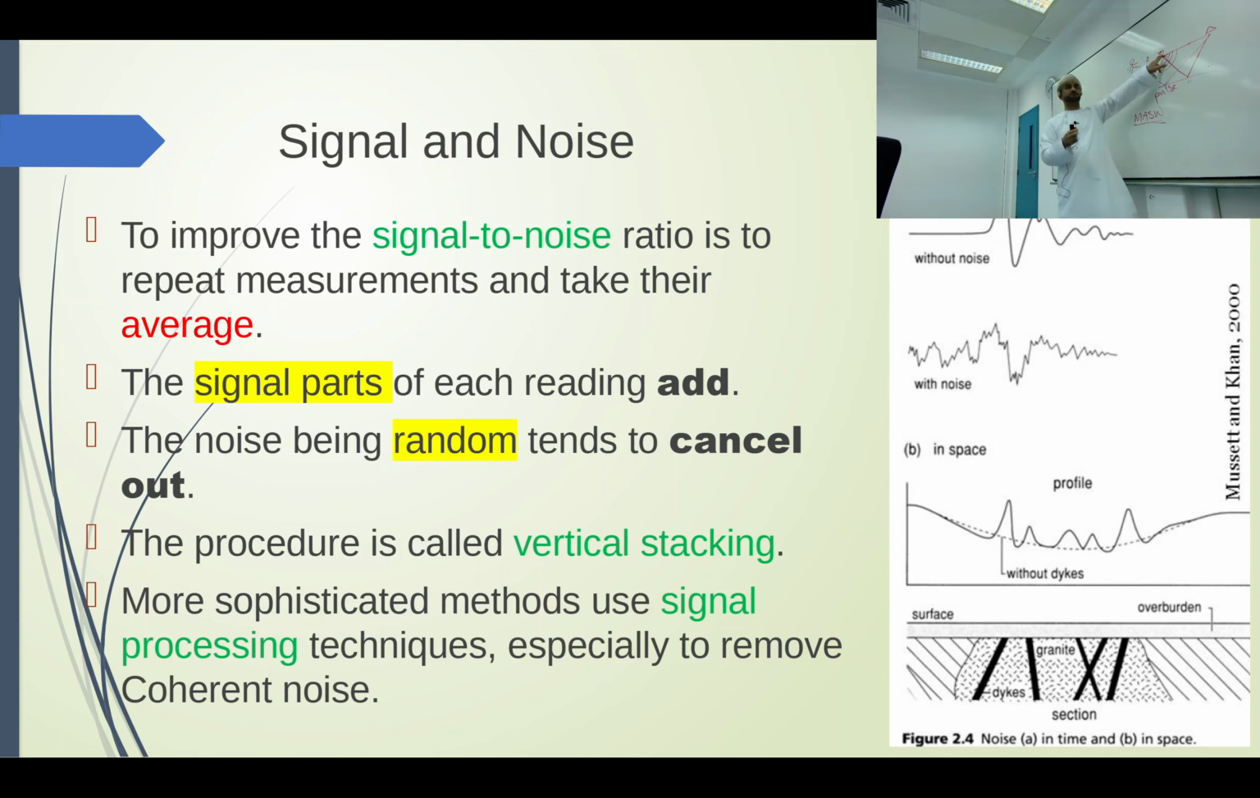There are other color scales. So this takes me back to the previous slide, visualization. How do you visualize your data? What color scale do you use? This is what we call a gray color scale, also called variable density, variable area density, or variable density display. There are other displays. We'll see them later when we talk about seismic techniques.